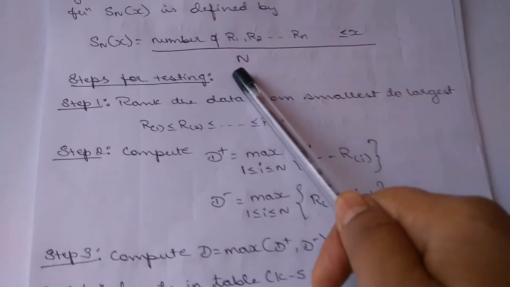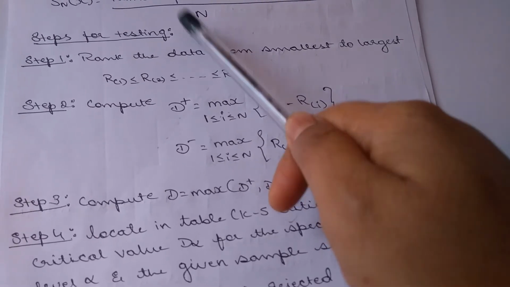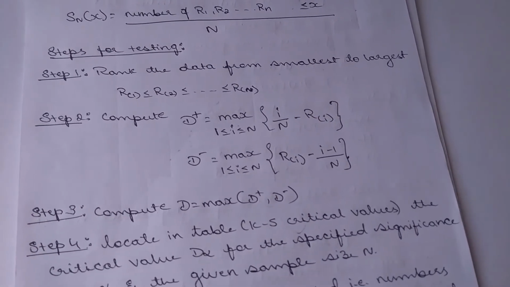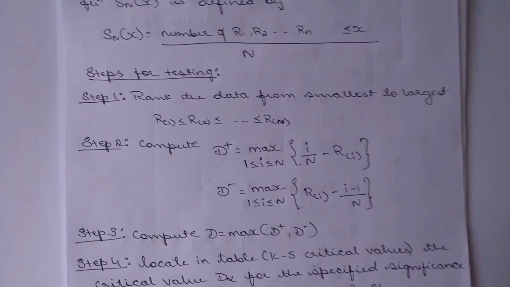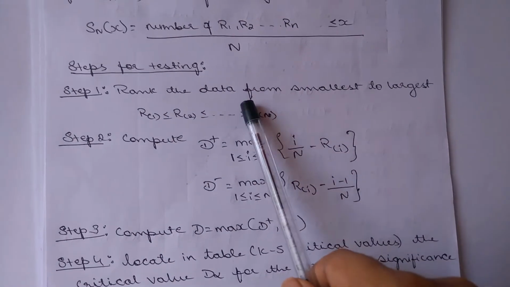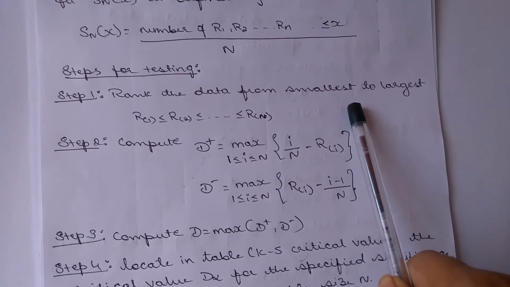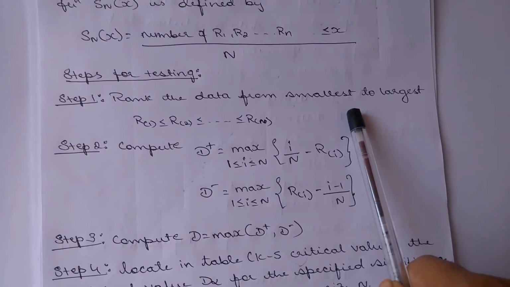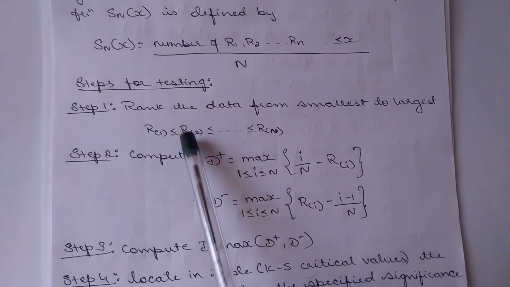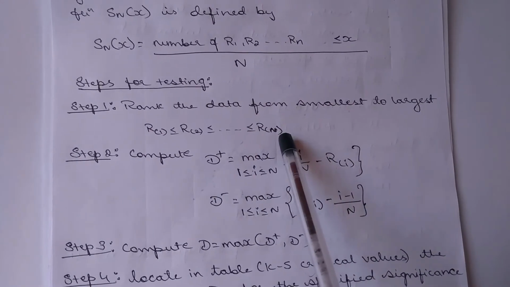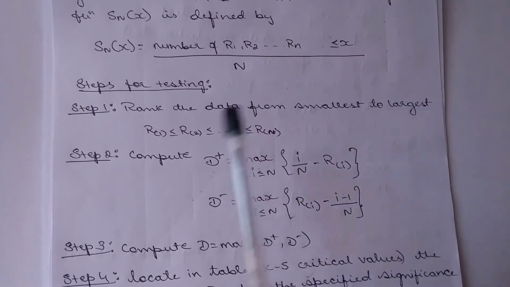Now let's see the steps to follow for the Kolmogorov-Smirnov test. What is the first step? The very first step is to rank the data from smallest to largest. If any random numbers are given, you have to arrange them in increasing order, so R1 is less than or equal to R2, and so on till Rn. Next, we need to compute D plus.